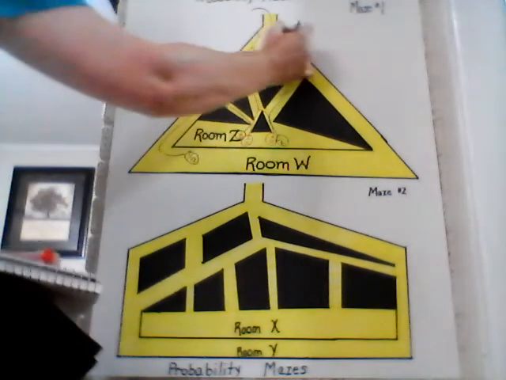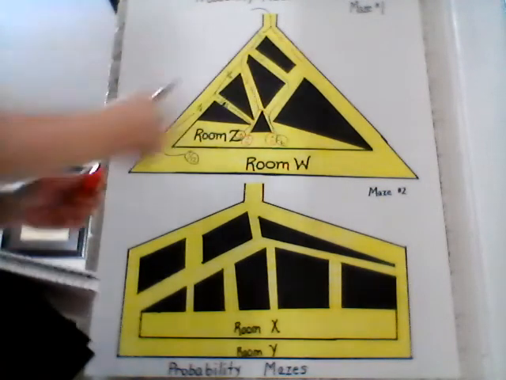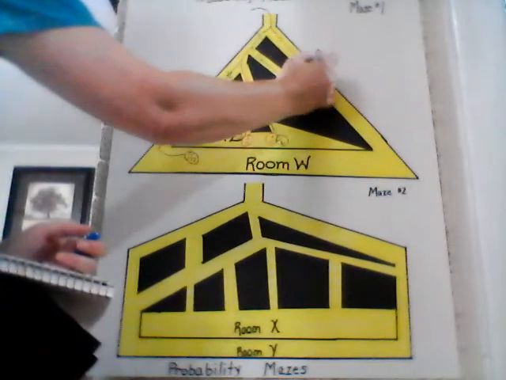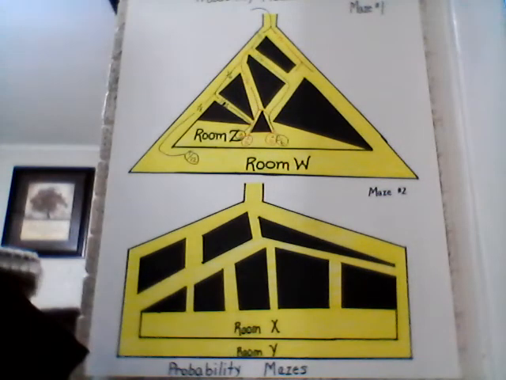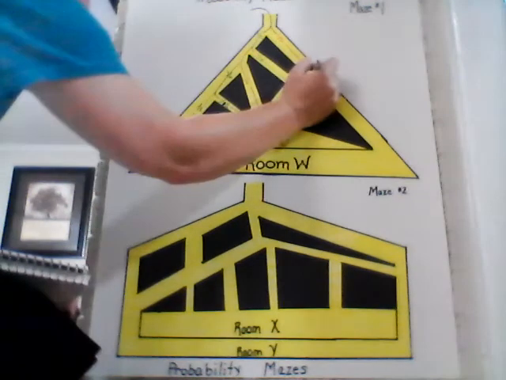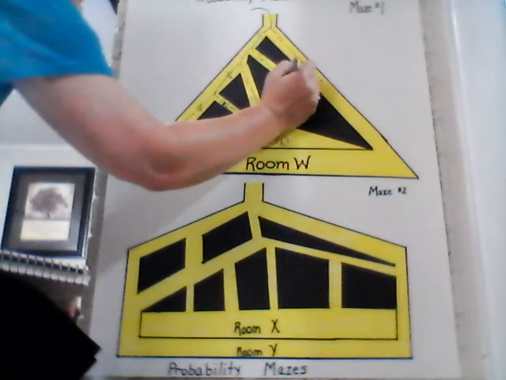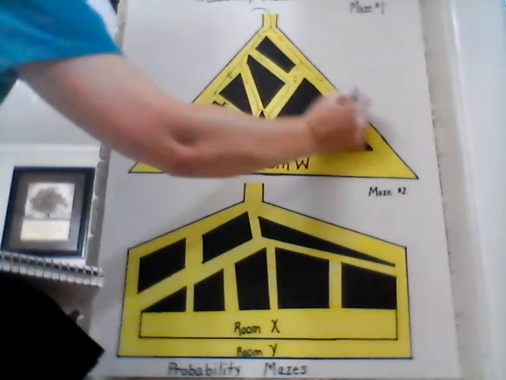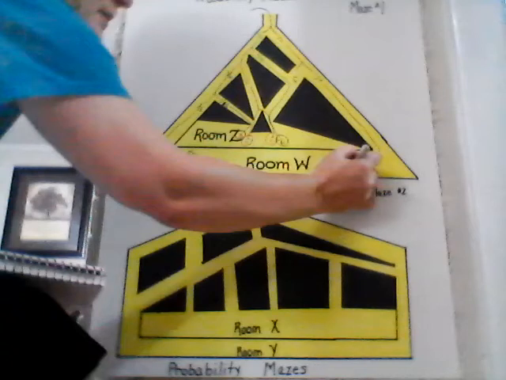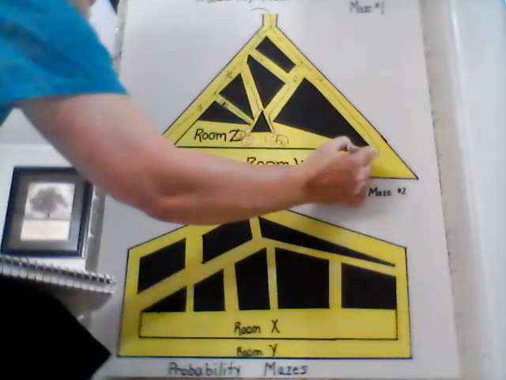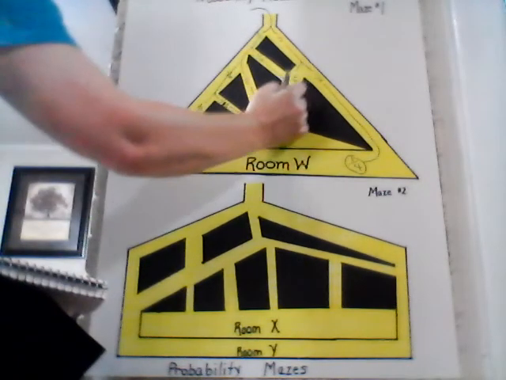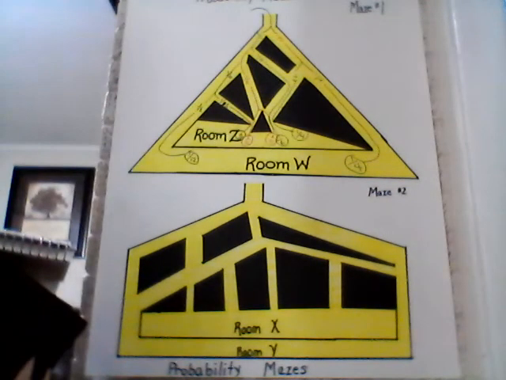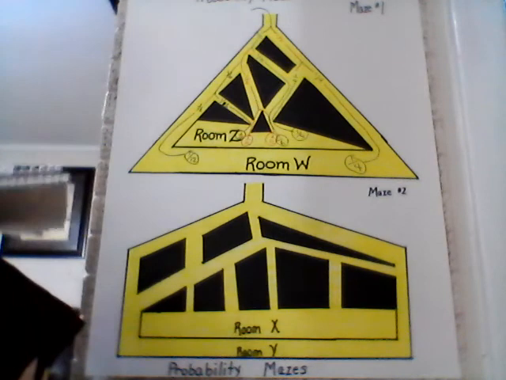And 1/2 of the liquid travels until it gets to this point where it splits off. 1/2 splits off in 2 directions. 1/2 of 1/2 is equal to 1/4. So each of these paths represents 1/4 of the liquid. This 1/4 travels all the way down and ends up in room W. And then this 1/4 travels all the way down and ends up in room Z. Now the left side is complete.